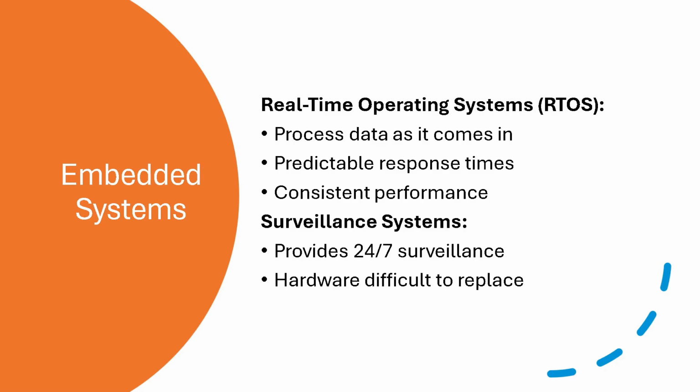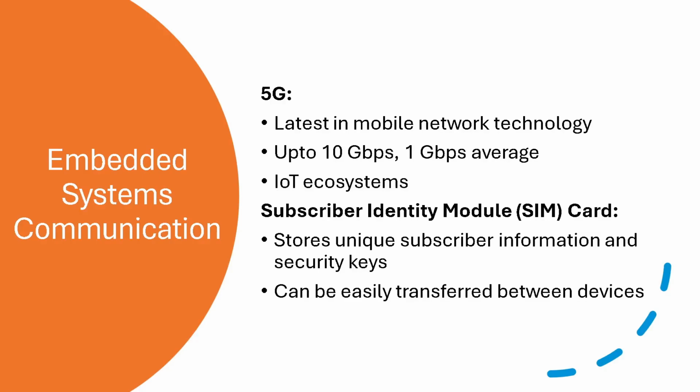Surveillance systems. Surveillance systems use embedded systems for monitoring and security purposes, capturing and analyzing video and audio data. They provide 24/7 surveillance. But one issue with surveillance systems is that the hardware in surveillance systems is generally hard to replace.